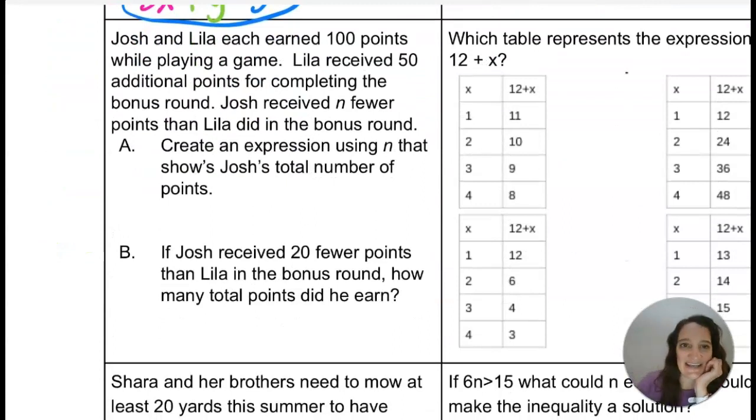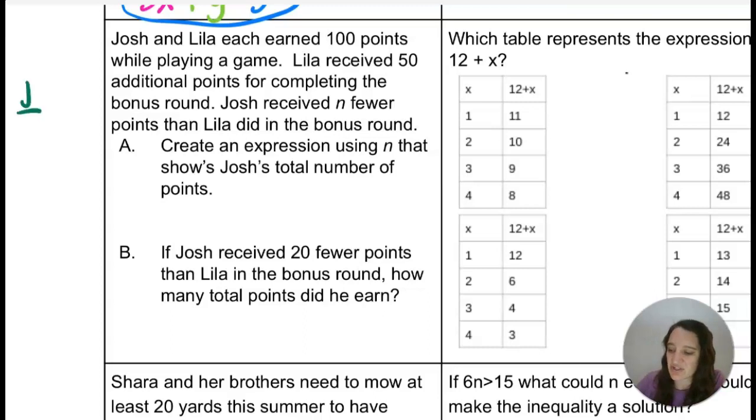Josh and Lila each earned 100 points while playing a game. Lila received 50 additional points for completing the bonus round. Josh received n fewer points than Lila did in the bonus round. Create an expression using n that shows Josh's total number of points. That was really wordy. I'm going to want to see if I can draw it out.